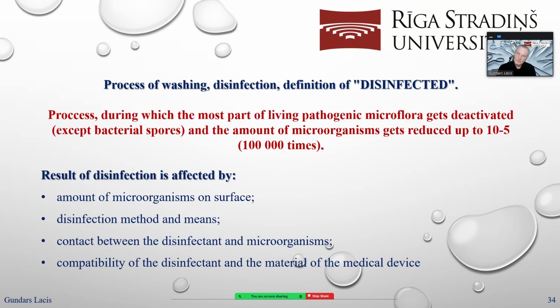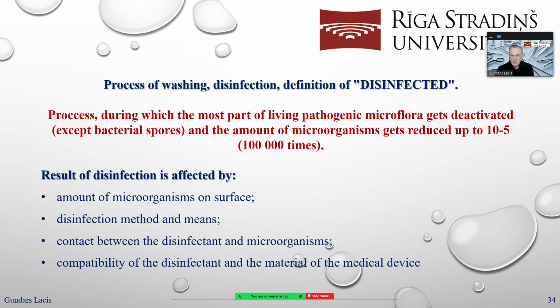Here you have to understand. For example, if I have 100 bacteria on the surface, disinfection maybe will be really nice. But if I have, for example, 10 million bacteria on the surface, yes, the reduction will be okay, but in any case, some amount of bacteria will still be on the surface.